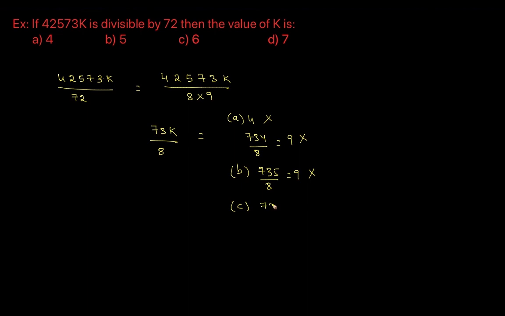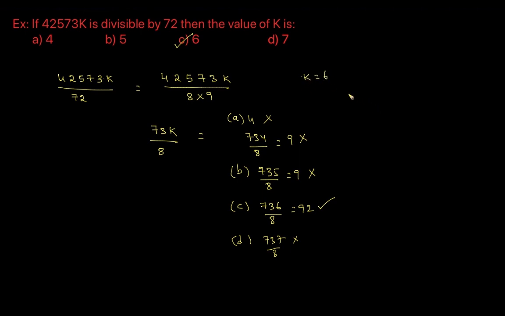Next, C option, 736 by 8, 9, 2. Right. So 736 is divisible by 8. So definitely the answer should be 6, right? Because 737 also is not divisible by 8. So no other option is satisfying in the place of k. So definitely this should be the answer. So k equal to 6, right?